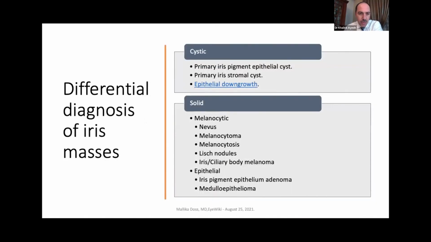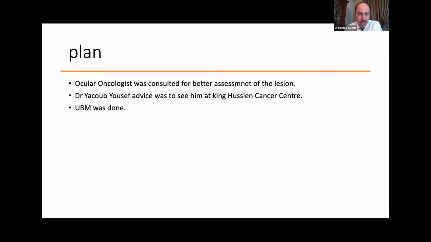And if you go to a broader differential diagnosis, this lesion could be a cystic lesion, like a primary iris pigment epithelial cyst, or an iris stromal cyst, or could be a solid lesion, as we already mentioned. So my plan was to consult my colleague, who is an ocular oncologist, Dr. Yaqub Youssef, who is working at King Hussein Cancer Center, so as to better assess this lesion and the risk associated with it. And he advised me to see this patient.